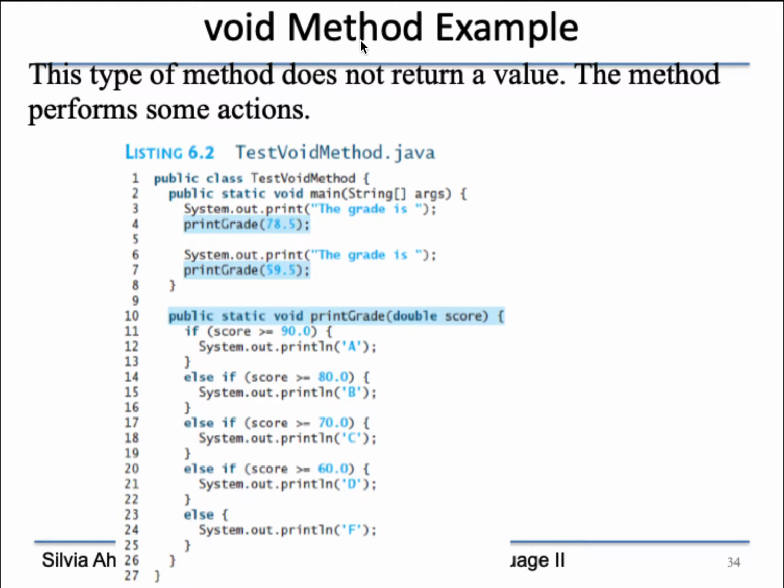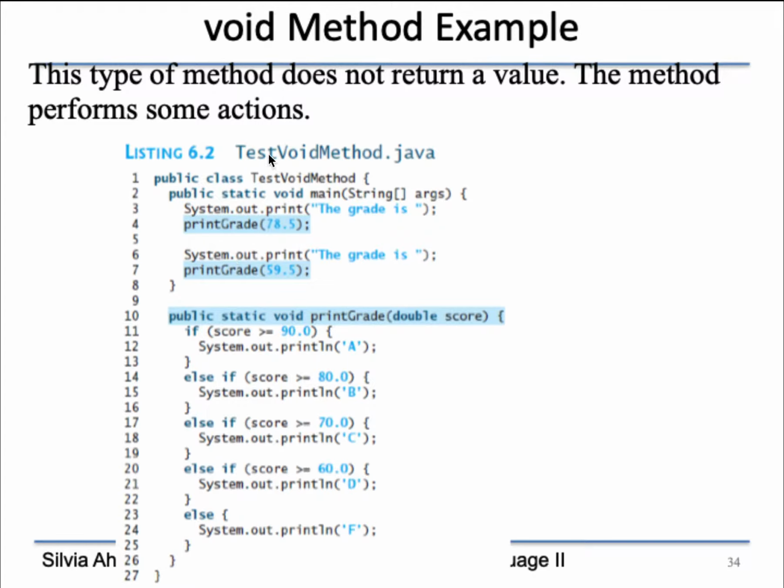So, void method. What is a void method? When a method does not return anything, it just performs some task, we call that method a void method. That means the return type is void.